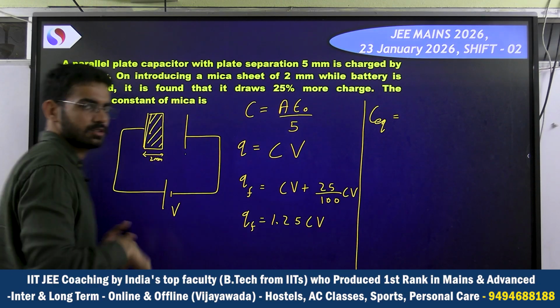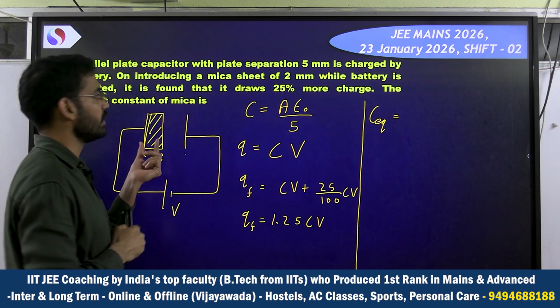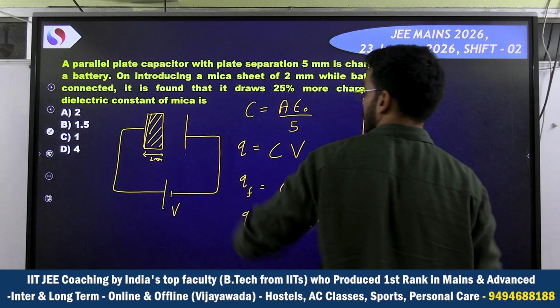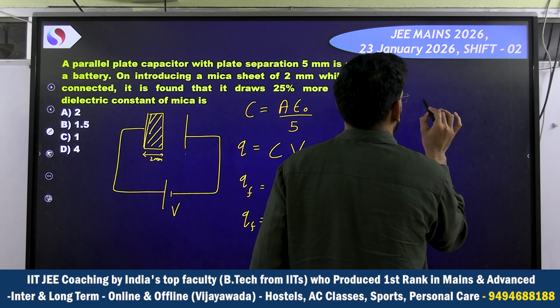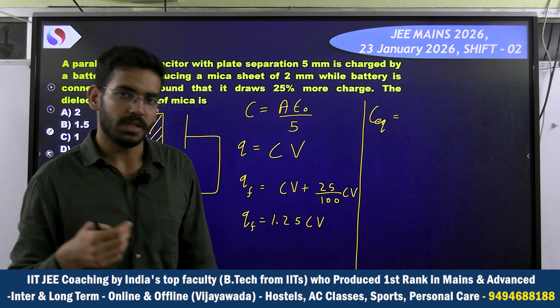So this is a kind of series combination with this 2 and this 3 mm with an epsilon naught, and here you have a K, which you have to find out. Okay, dielectric constant. So here dielectric material, here vacuum. Now see, C equivalent in series connection, what will be there? C1 C2 divided by C1 plus C2.